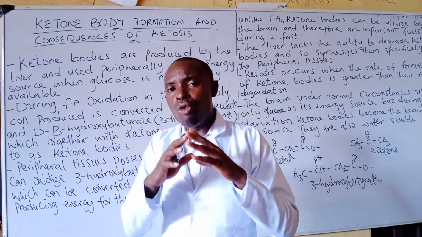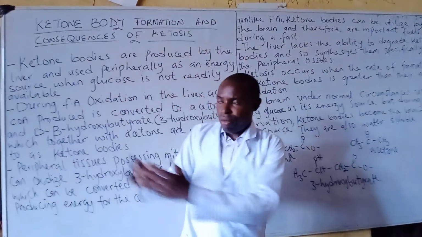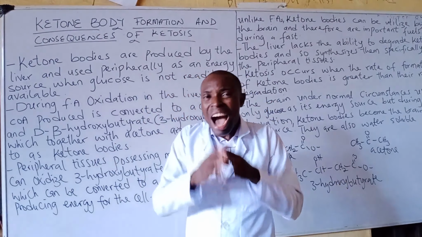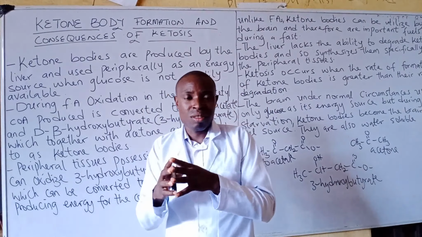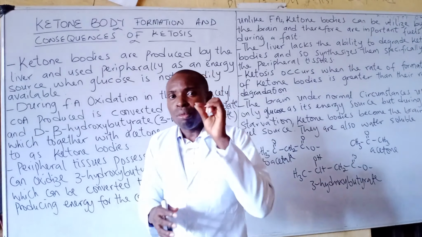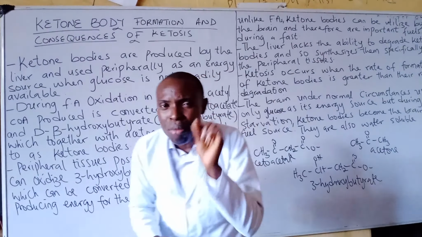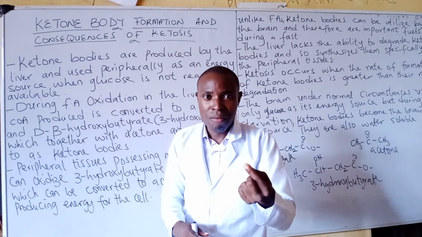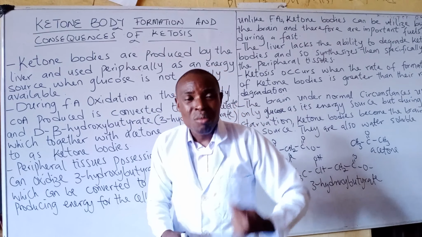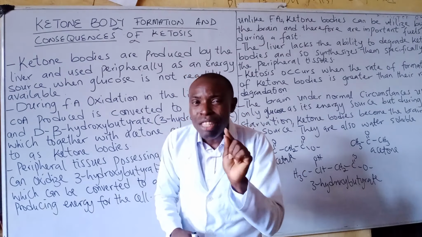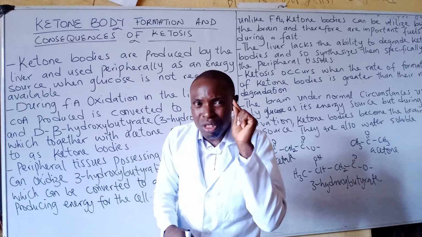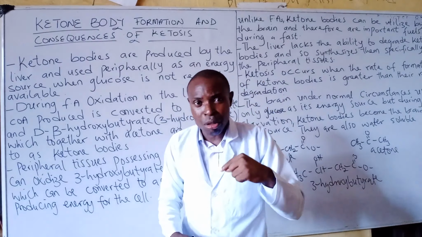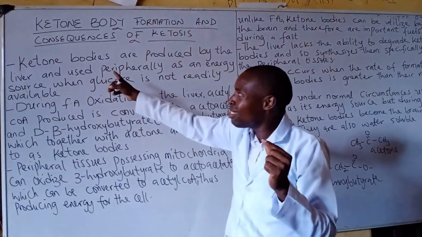Before we move ahead, on the board is a summary of what ketone bodies and ketosis are about. Now, before we start, ketone bodies are mainly utilized during a fast or when you have undergone starvation. Your brain does not make use of glucose, which is the major source of energy or fuel for the human body. Rather, ketone bodies are utilized.